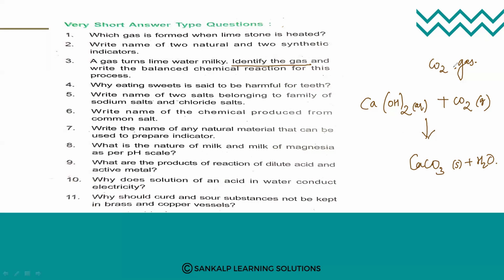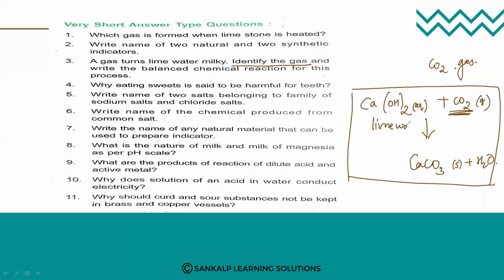So which is the gas responsible for this reaction? That is carbon dioxide gas. And you have to write this balanced equation. Calcium hydroxide, that is your lime water. When you pass carbon dioxide gas through lime water, it gives you calcium carbonate and water. And this calcium carbonate forms a white precipitate. Fine, so this is the answer.